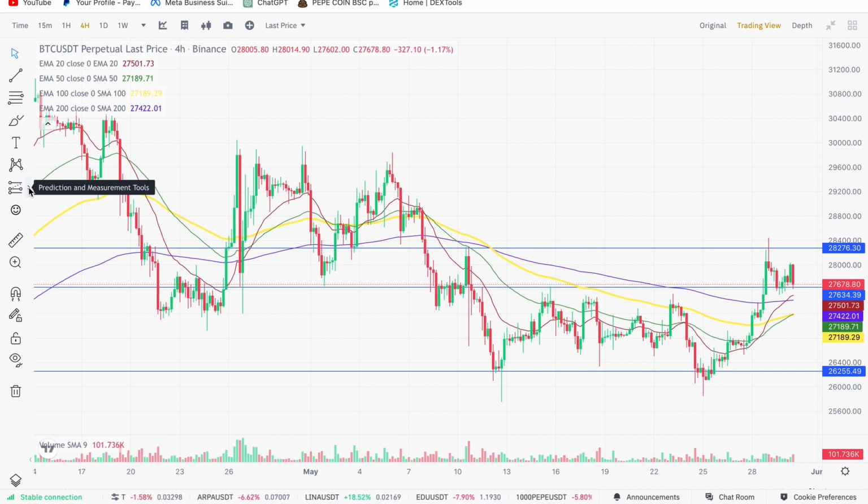If you are in my private mentorship group, you know what I'm talking about. This particular price prediction and measurement tool will help you determine how much you are going to enter and how much you are going to profit from a trade.